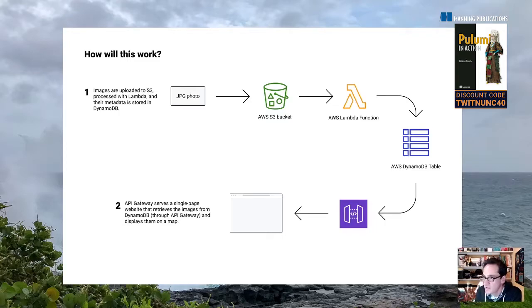And then the second part is we're going to write a web page, which is a single page web app that retrieves data through API Gateway. Oh, I didn't label API Gateway here. That's what that purple thing is. Sorry, that is API Gateway, and it's going to pull data out of DynamoDB for us, so that we can show it on a web page. So here's how the data goes in, and here's how the data comes out. Hopefully that makes some sense.